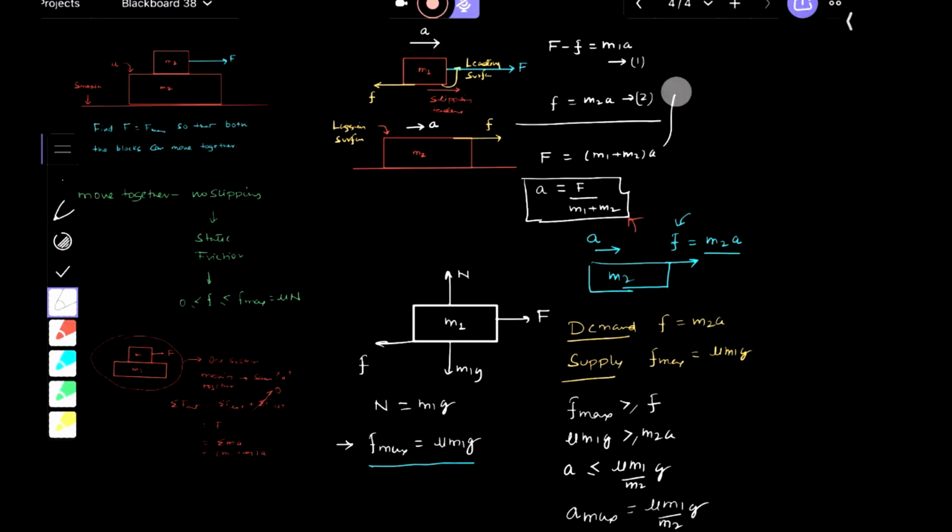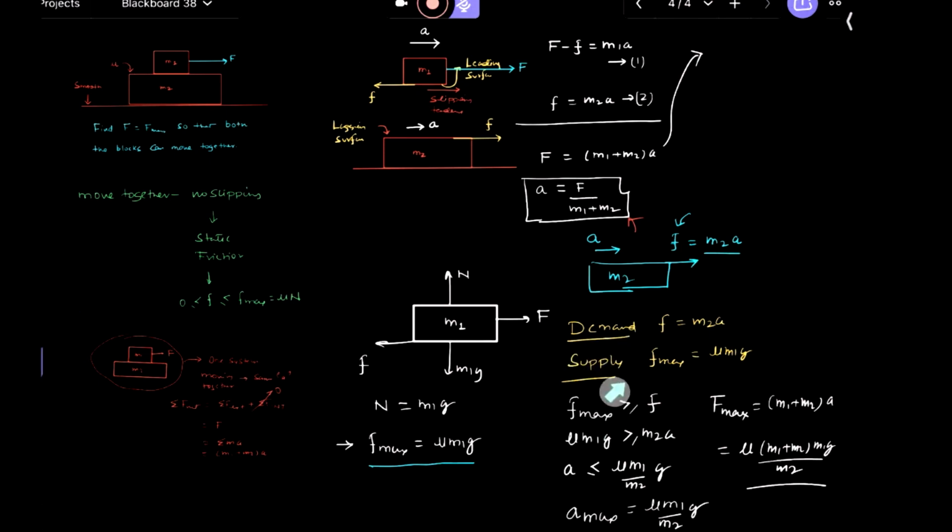Now we know F is equal to M1 plus M2 into A. So from that we can find F max, which is going to be M1 plus M2 into A. So it's going to become mu times M1 plus M2 into M1 by M2 into g. Easy only. This part all of you got it? Aswin, this part got it, no? Parmeshwar, this part got it, no?